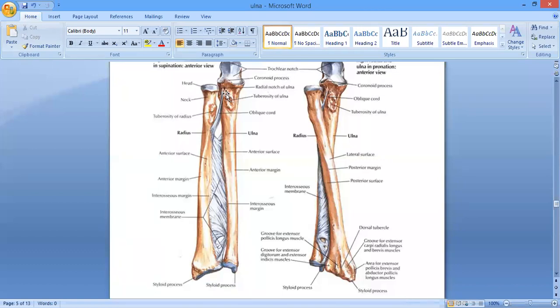Good. And you can see on the lateral aspect of this tuberosity a ligamentous cord is attached. That is called the oblique cord. So to the lateral border of this tuberosity, the oblique cord is attached. Any problem, children? We'll talk about the lateral surface.